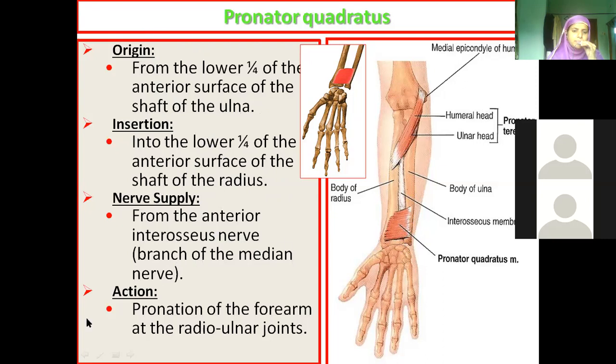Nerve supply. Which nerve? Median nerve, anterior interosseous branch. As the name implies, what is the action it does? Pronation. Pronator teres is also pronation. Pronator quadratus is also pronation of the forearm at these joints. This is the superior radio-ulnar joint, this is the inferior radio-ulnar joint. The interosseous membrane represents the middle radio-ulnar joint.